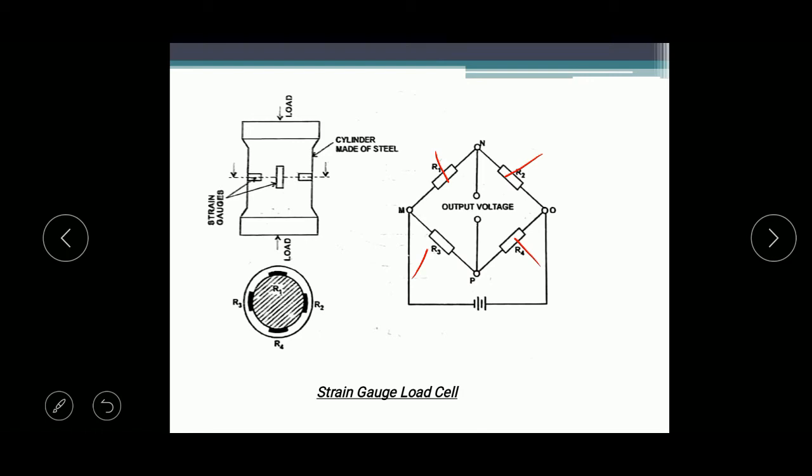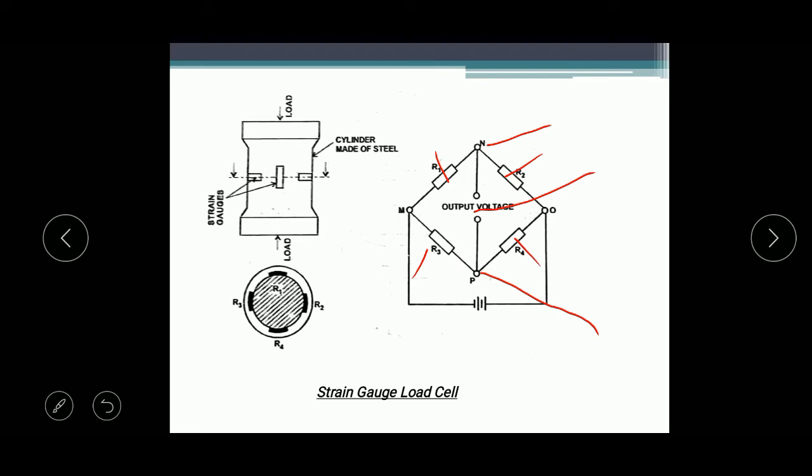So as there was no change in the dimensions, there will be no amount of strain developed in the strain gauge, so the amount of change in resistance will be nil. Then the Wheatstone bridge circuit will be balanced, meaning the potential at terminals N and P are the same, so the output voltage will be 0, meaning the Wheatstone bridge circuit is balanced.